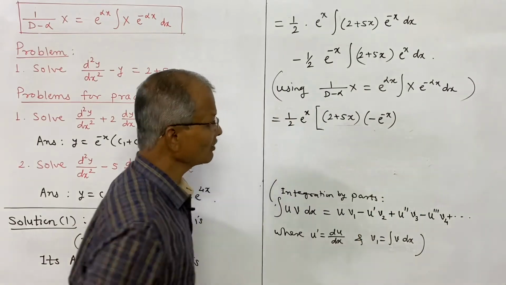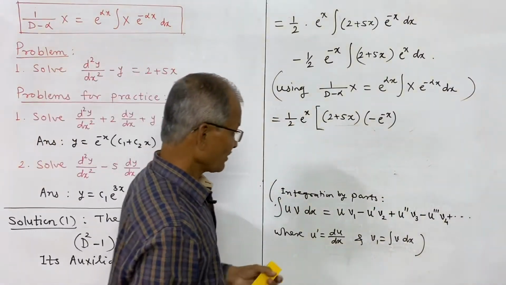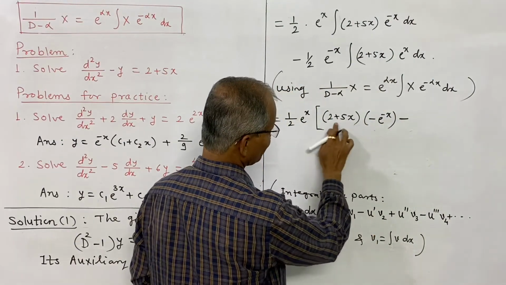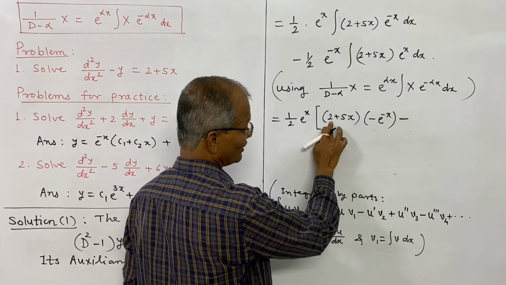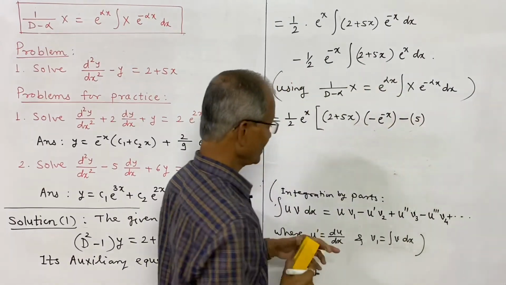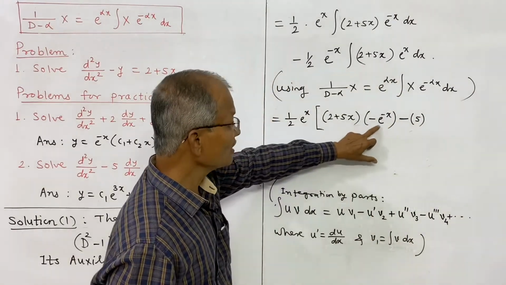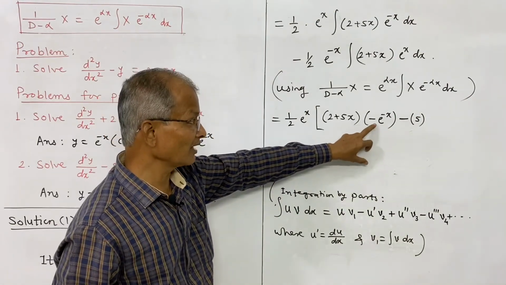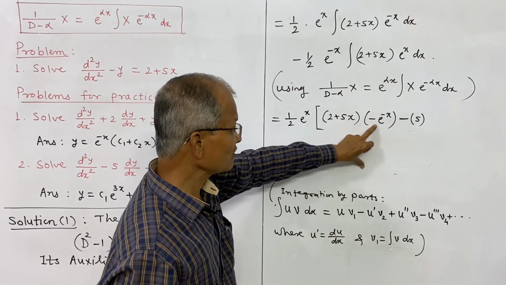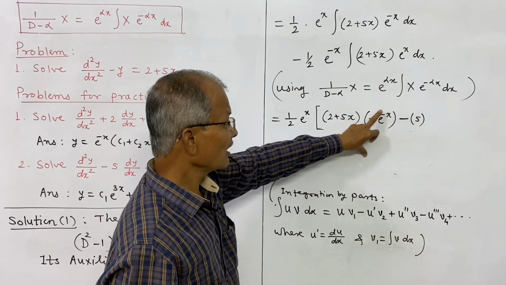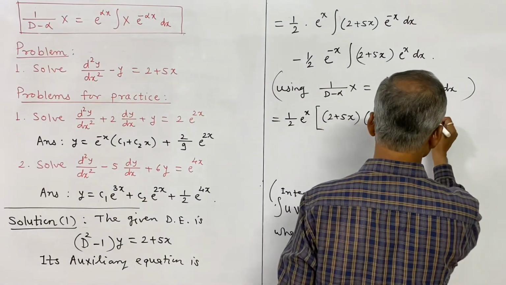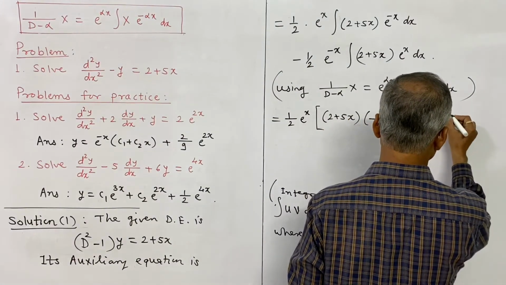I am using this rule and writing the integration minus, see the derivative u prime means derivative of this function. What is derivative of 2 plus 5x? That we know 0 plus 5, that is 5. So it is to be written in bracket, derivative, that is u prime, and v2 integration of this, negative sign must be taken into consideration. So therefore we have to write these functions in bracket. So integration of this is now minus, again integration of e power minus x is minus e power minus x, and that becomes e power minus x. The sign is positive.